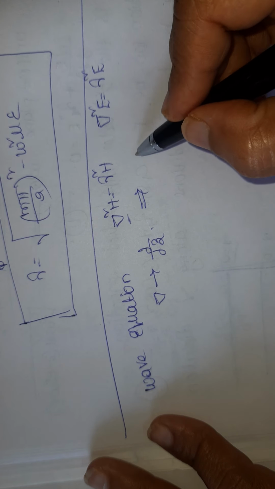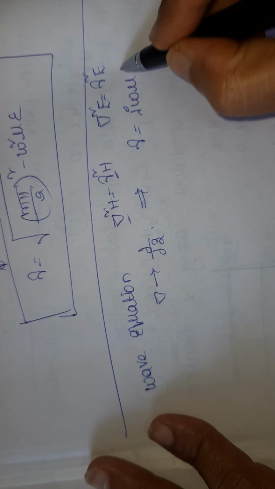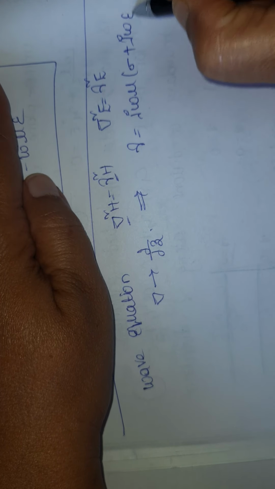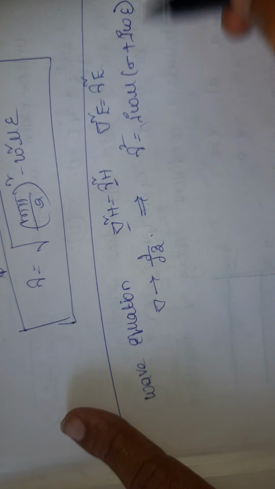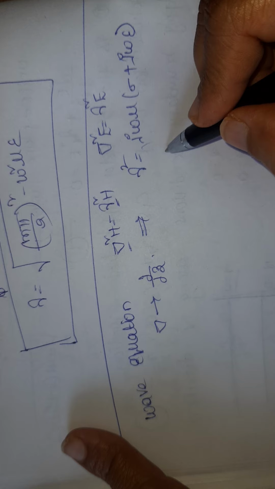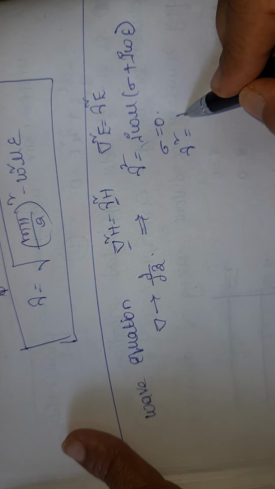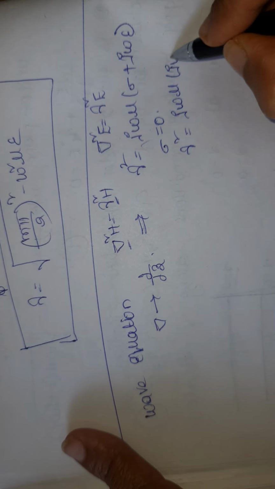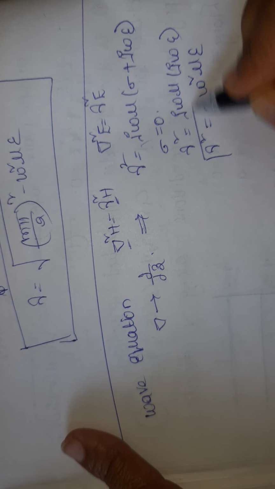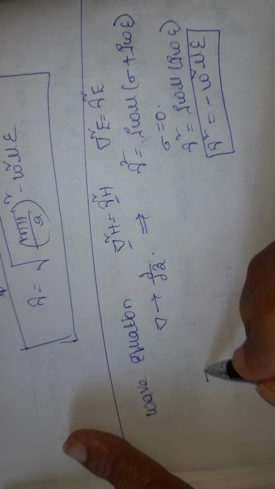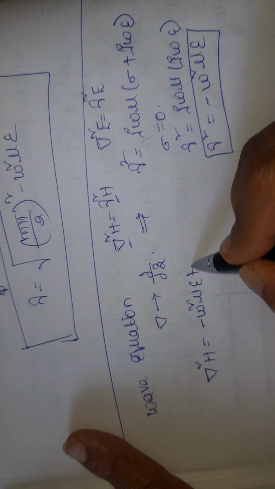Next, what is gamma? We know gamma square is equal to j omega mu into sigma plus j omega epsilon for a uniform plane wave. But if I consider a parallel plate waveguide, the conductivity sigma is 0, as I already discussed. So gamma square is equal to j omega mu into j omega epsilon. j square is minus 1, so gamma square is minus omega square mu epsilon. Now del square H is equal to minus omega square mu epsilon H.